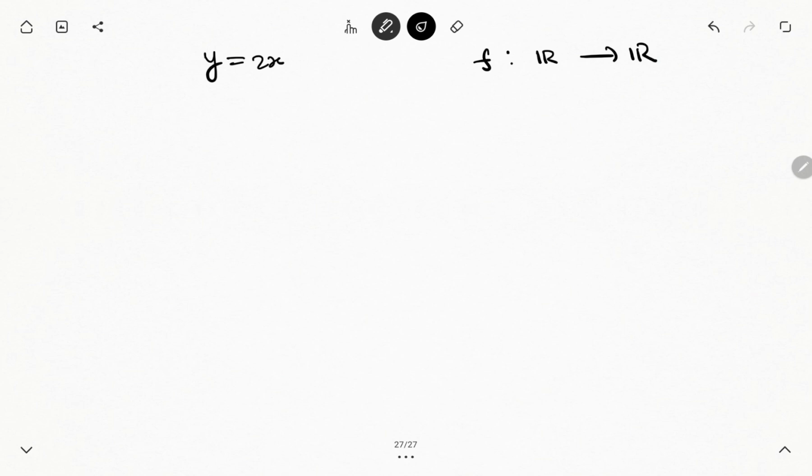See all possible values x can take. I am only revising the domain and range definition of class 11th from the function chapter. Domain is all possible values x can take.